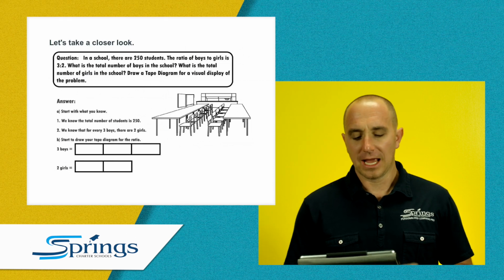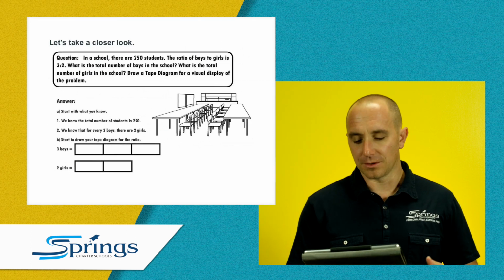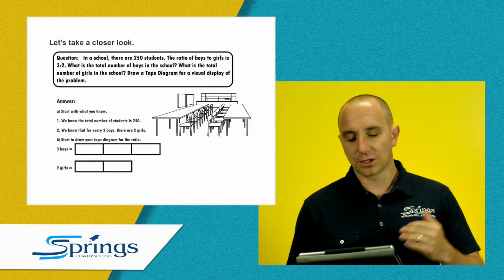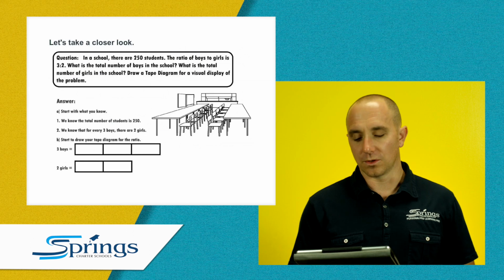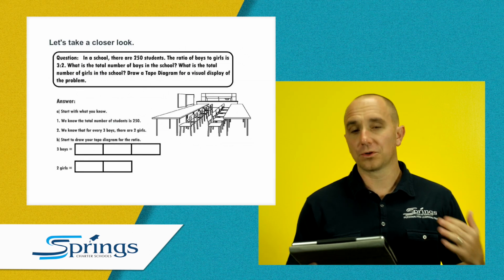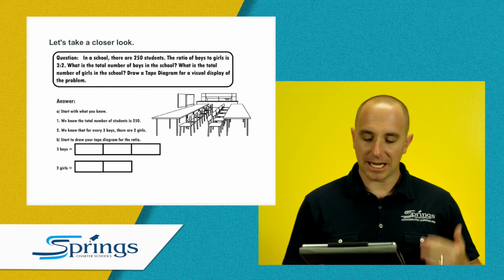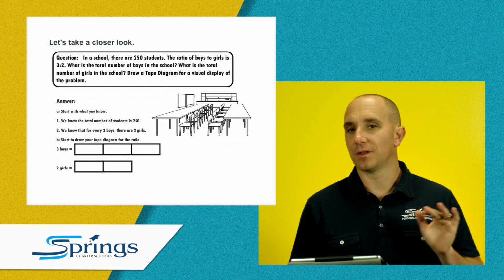All right, so our question. In a school, there are 250 students. The ratio of boys to girls is 3 to 2. What is the total number of boys in the school? What is the total number of girls in the school? Draw a tape diagram for a visual display of the problem.